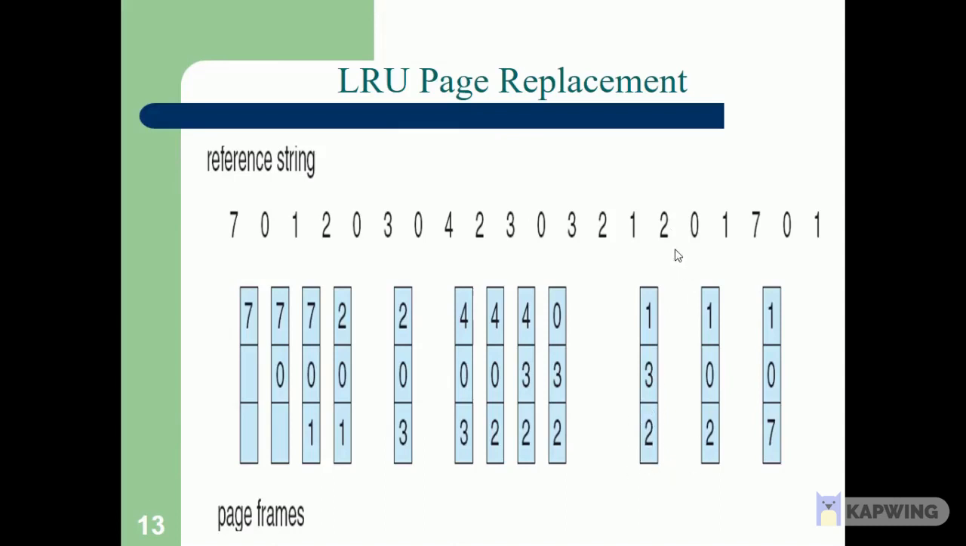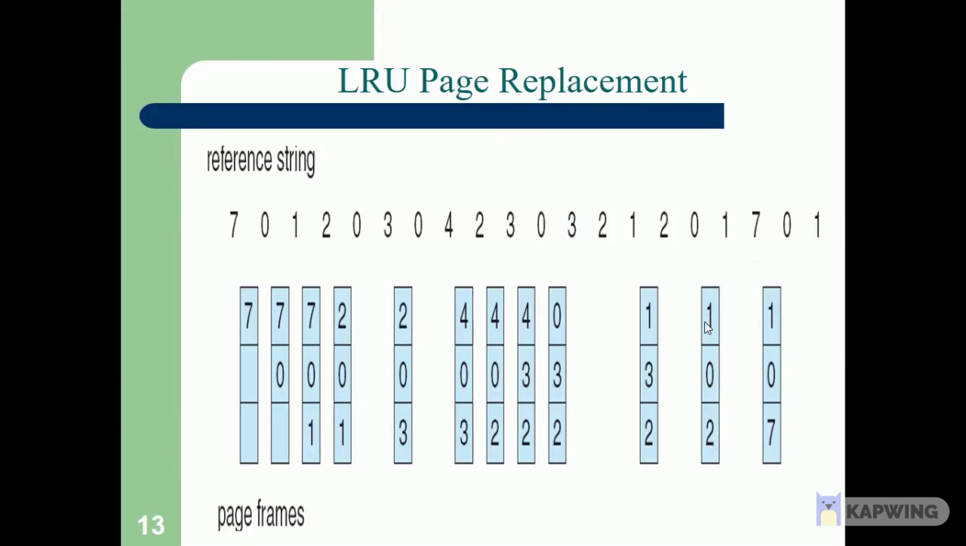Then 2, no page fault occurs. 2 is already available. Then comes 0. Now what will we check again? 2 is currently used, 1 is used, and 3 is used here. So we replace 3 with 0 here. Okay. So 1, 0 and 2. So page fault number 11.